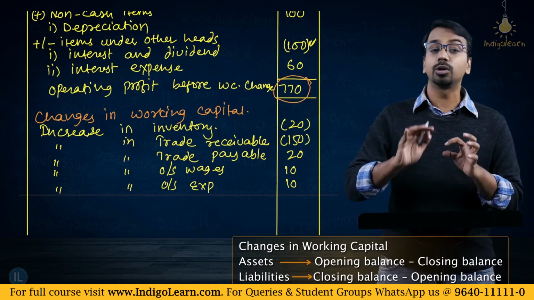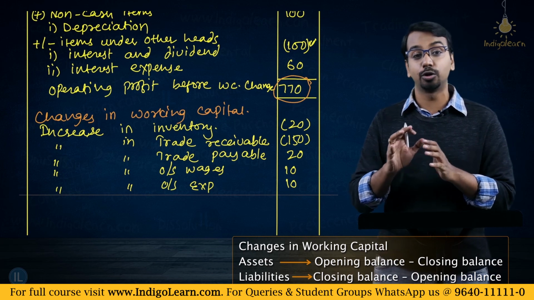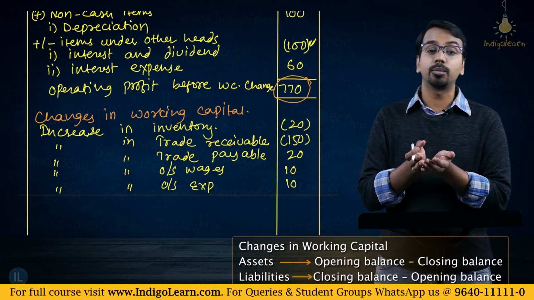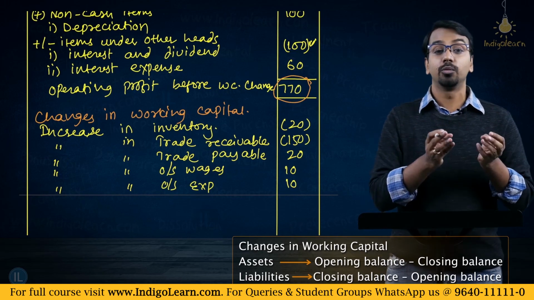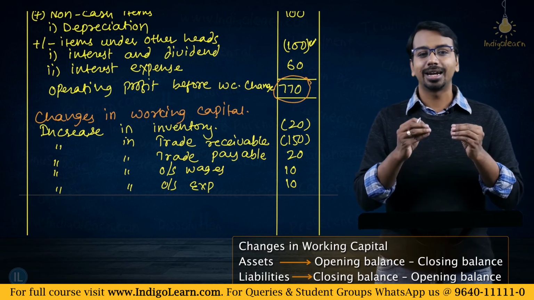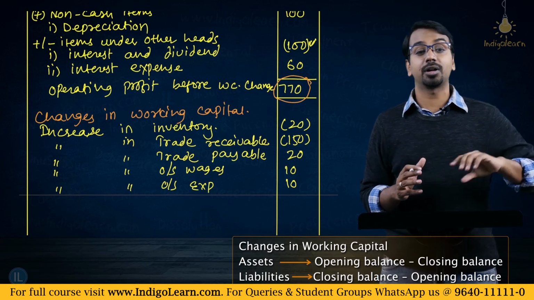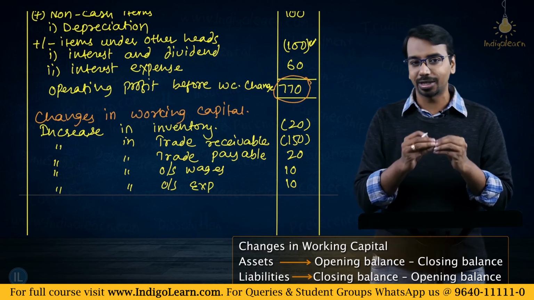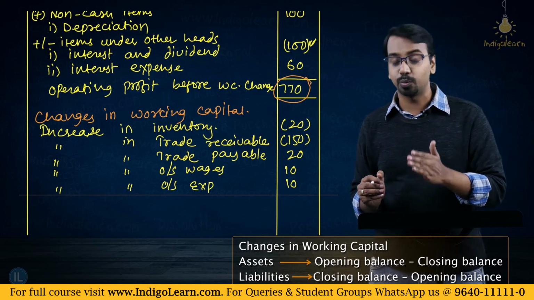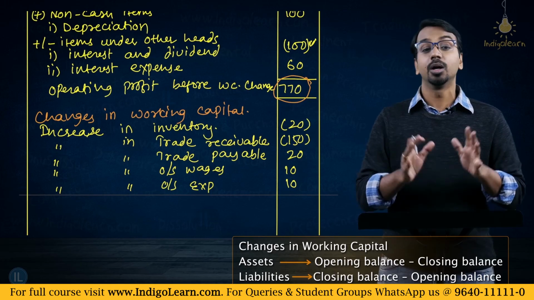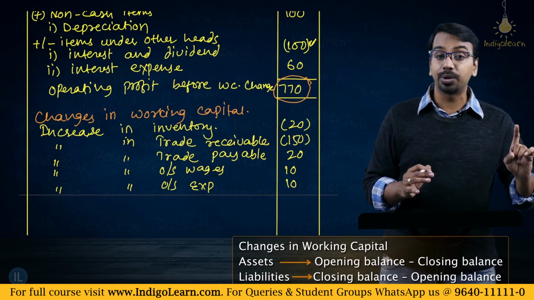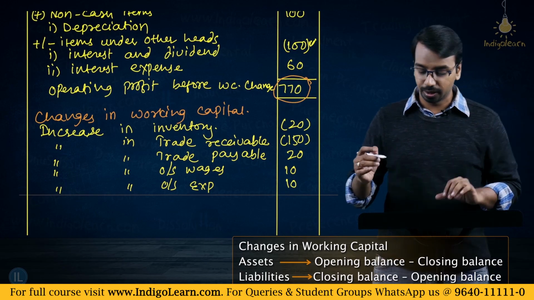The other way to remember this, in case you tend to forget, is: if my debtors have gone up from 250 to 400, which means opening balance plus whatever sales I have made, I have collected 150 less. In the sales I have considered 100%, but now I have actually collected 150 less in the current year. So this has to be reduced. This is another way to remember. But the best way to remember is see inventory and remember it has to be opening minus closing.